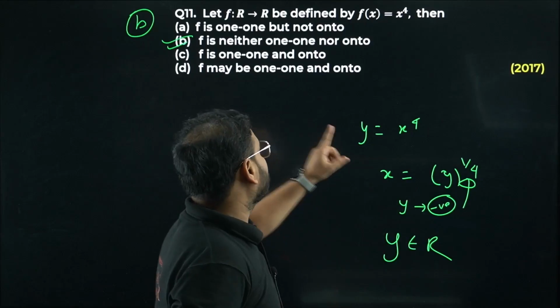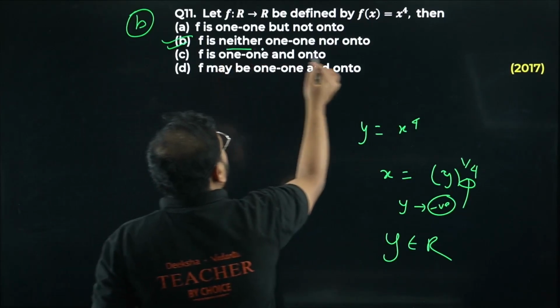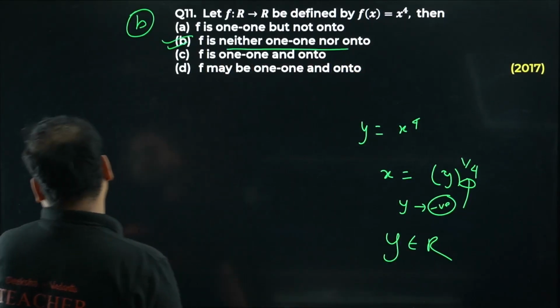Hence what happens? Your given function is not onto also. So option B is right. Okay? Question number 12 now.